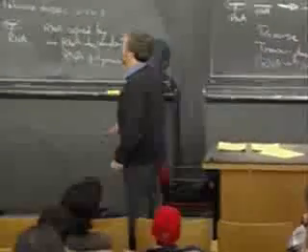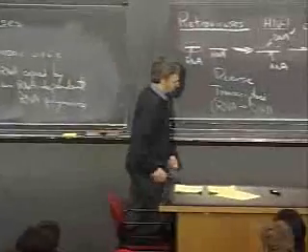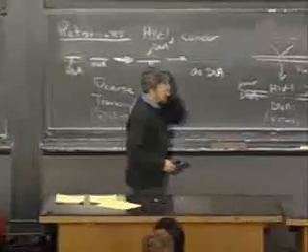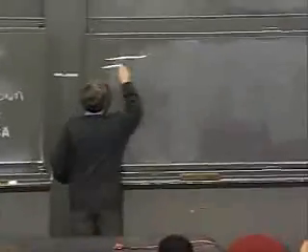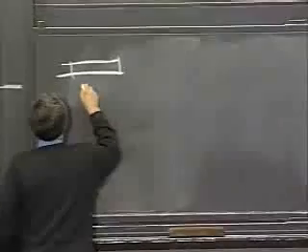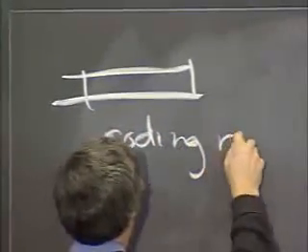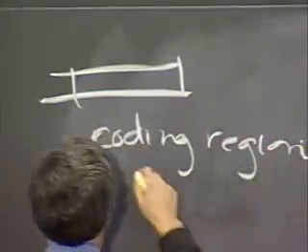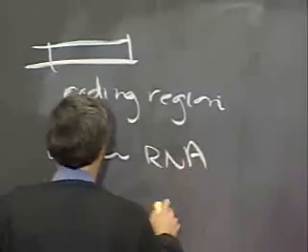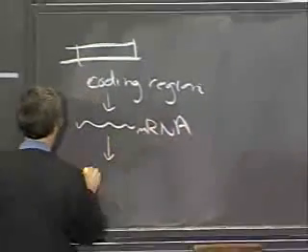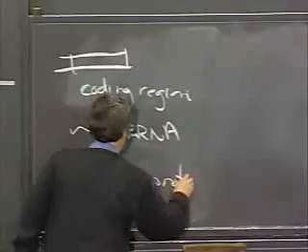Now, the next thing I want to tell you about has some of this same character. I've sort of told you that you have a piece of DNA. Let's say there's a gene here, and this is the coding region. And then we make a messenger RNA copy, and then we use the genetic code, and we make the protein.